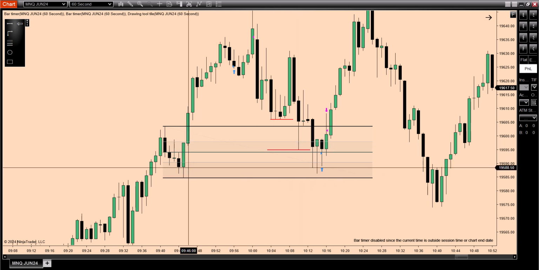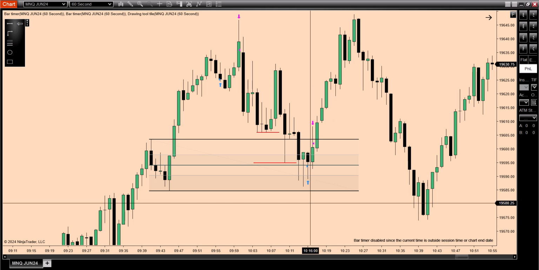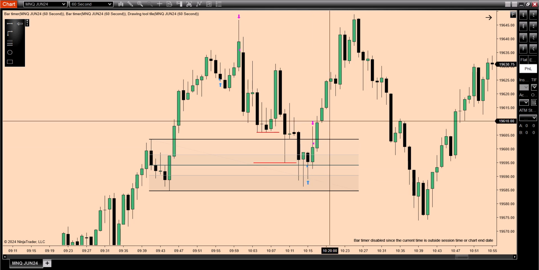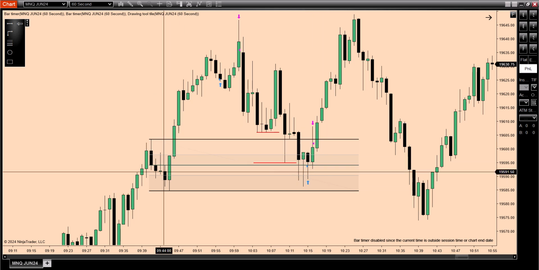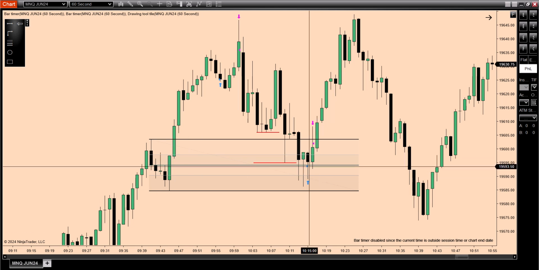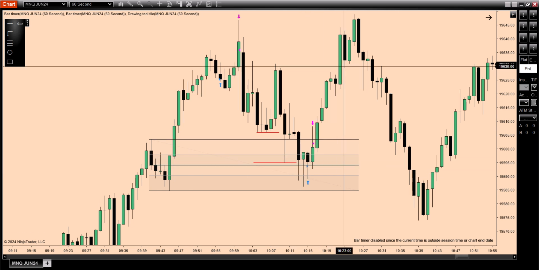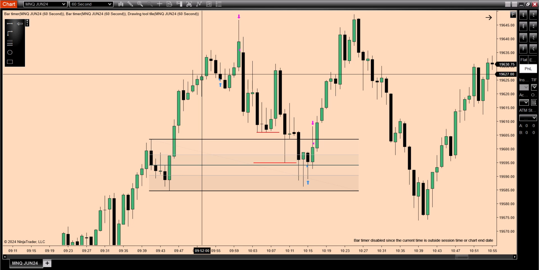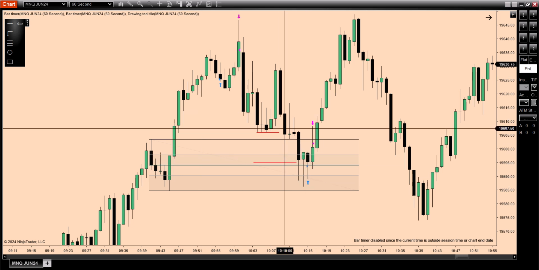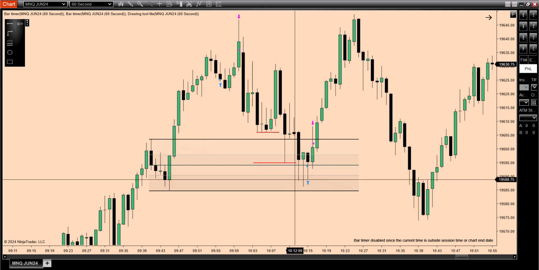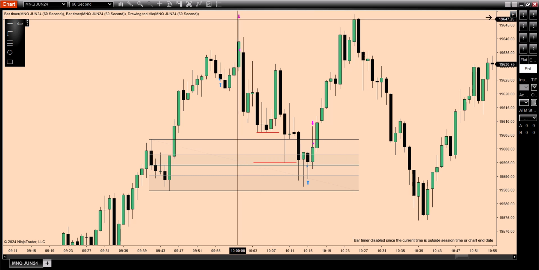We didn't violate this zone. So if we violate this zone, now this will be like a pullback, but we didn't violate this zone. So this is an expansion. A huge difference between the two. A pullback can end here. Expansion will likely trade above this high, all right? Very, very important.